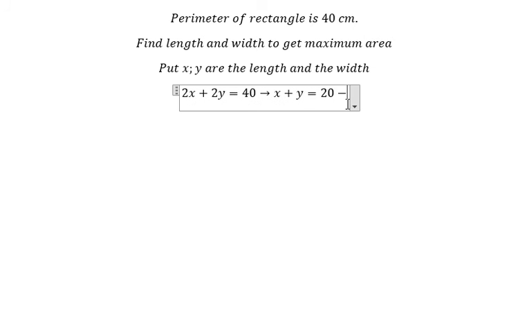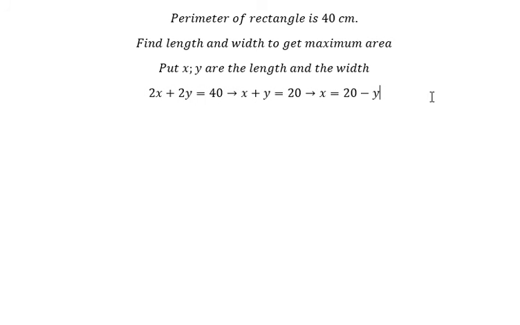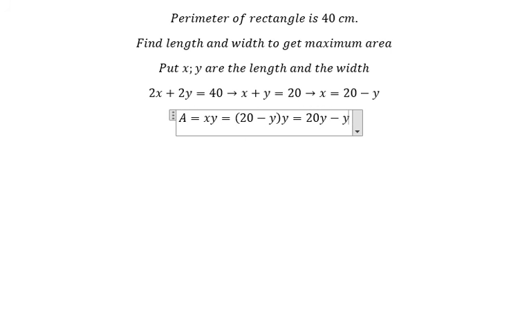Next, we write x equals 20 minus y. The next step, we have the area equal to x multiplied by y. X we change to 20 minus y. And we get 20y minus y squared.